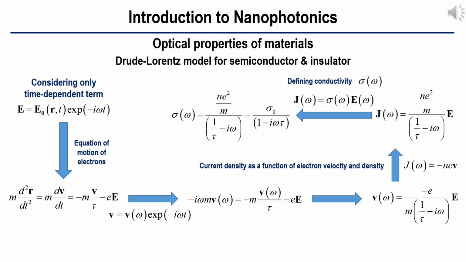Using the temporal vibrational expression of the electron's velocity v, we can obtain a simplified equation of motion of electrons. By introducing the current density vector J, which is equal to the product of electron density n, electric charge e, and the electron's velocity v, we can then introduce another parameter, the electric conductivity sigma. The electric conductivity is a proportional coefficient between the electric current density and the electric field. Using these expressions, it is possible to obtain the electric conductivity as follows.